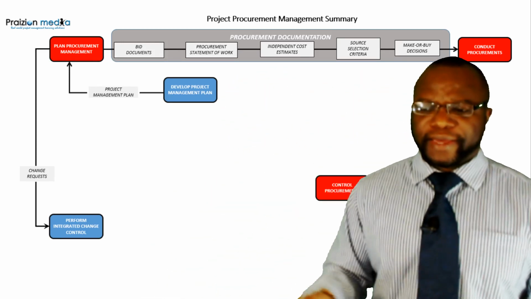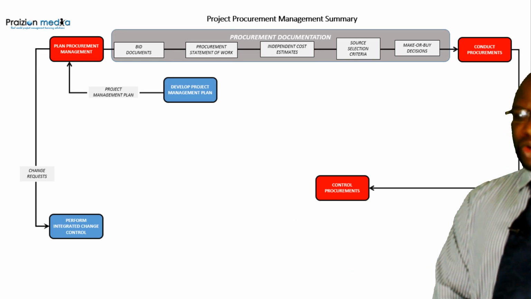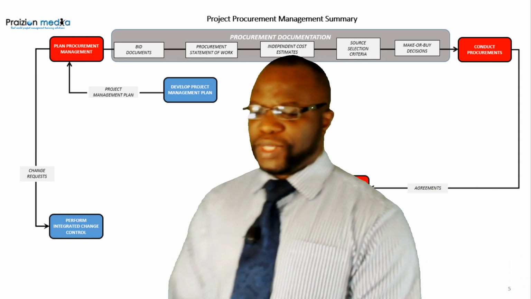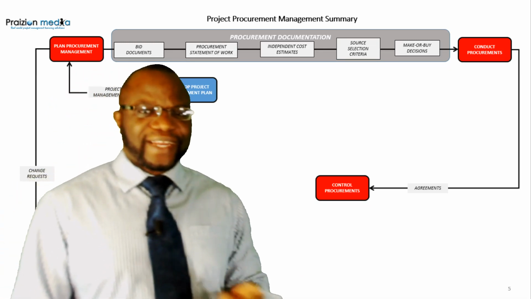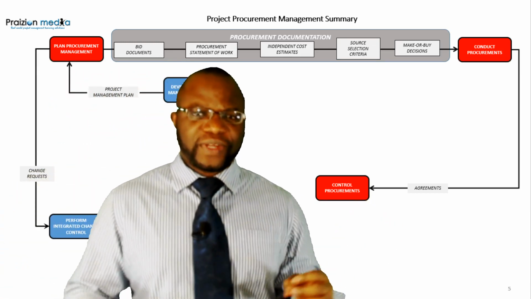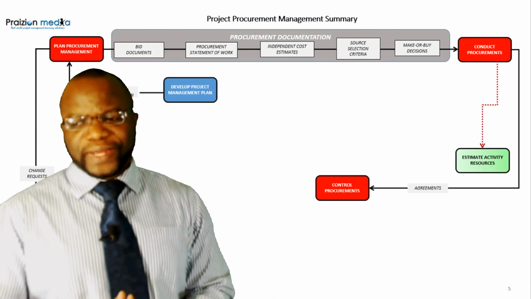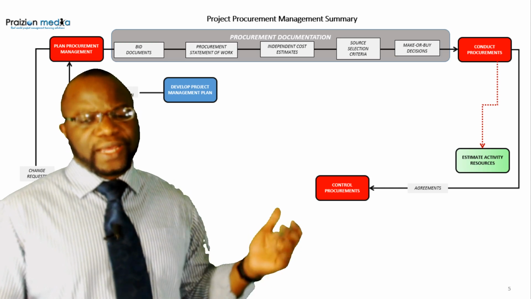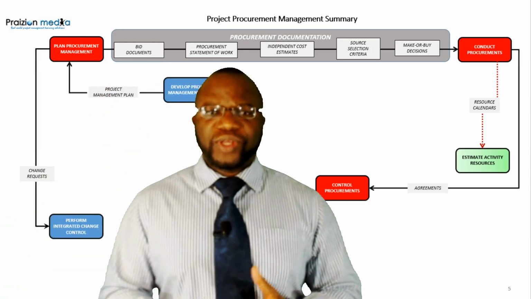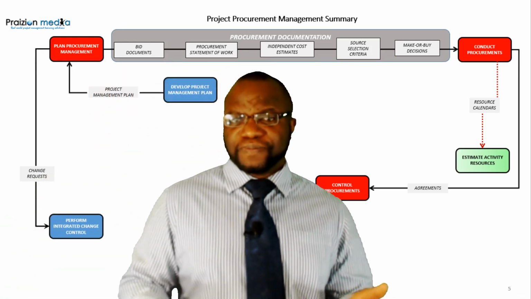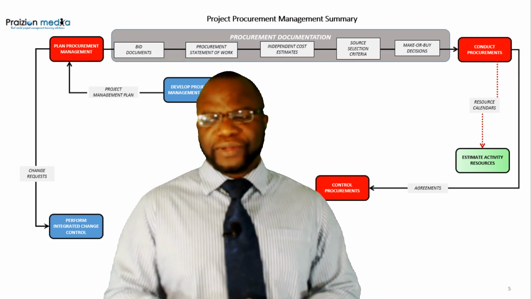Let's talk about the next one here, the interaction between control procurements and conduct procurements. Conduct procurements is going to give agreements to control procurements. It's an input, but we derive agreements after a contract has been signed. That becomes an input to control procurements. There's also an interconnection point between conduct procurements and estimate activity resources. It's resource calendars. Resource calendars are talked about in a few places, but the place we see this first is estimate activity resources.